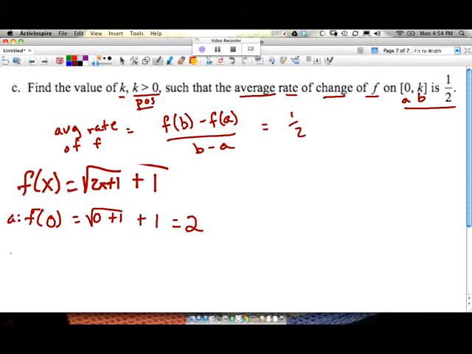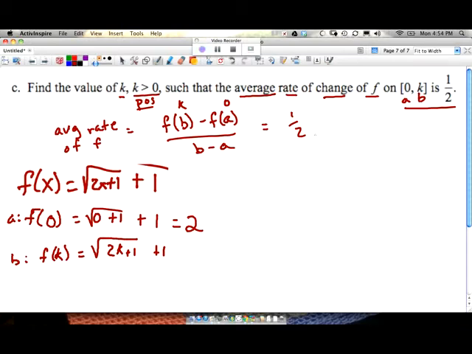And then what's b? Well, that's going to be k. So that's going to be f of k equals the square root of 2 times k plus 1, and then we got this other plus 1. And that's f of k. So let's plug in these pieces here. Remember, the b is our k and the a is our 0.